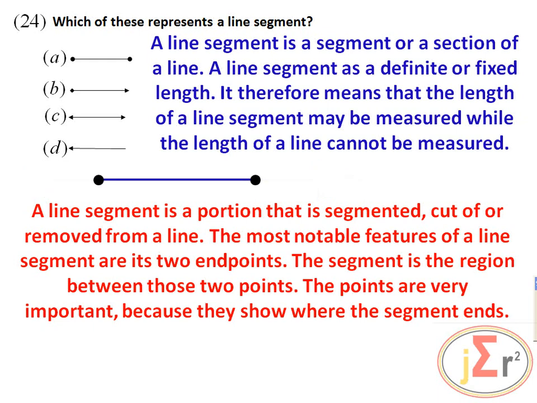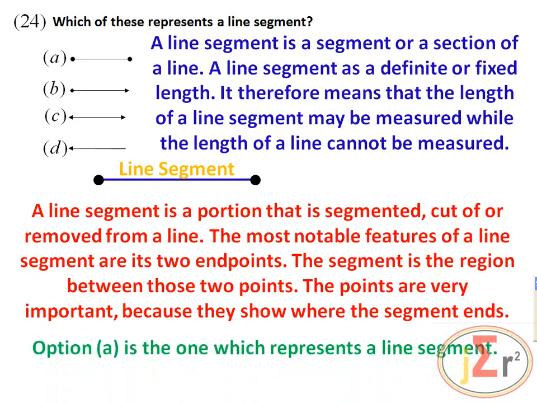So there we have a line segment. A portion that is cut off or segmented from a straight line. And for the line segment, we have 2 enlarged dots showing that these are the 2 endpoints. But we will see later on if and why they are necessary. That is your line segment. And your line segment, Jerry, is in what option? Option A. Right, so the line segment is in option A. Option A is the one which represents a line segment. So there's your line segment, Jerry. Option A.